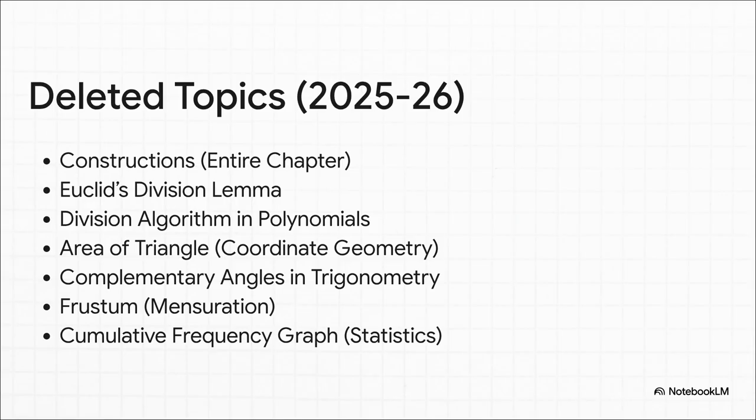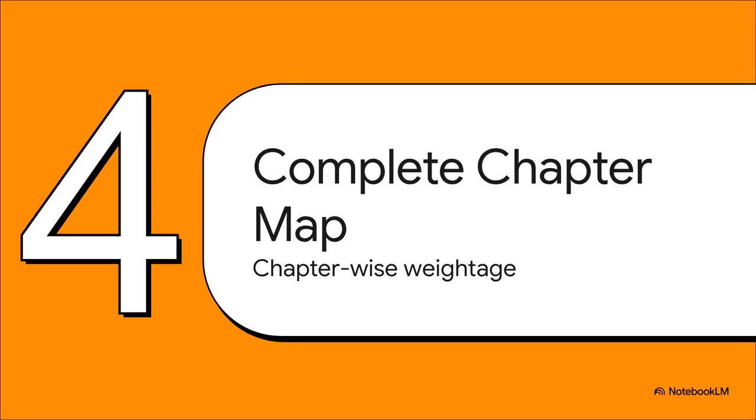So what exactly is off the table? Well, you can say goodbye to things like Euclid's division lemma, the division algorithm in polynomials, and that area of a triangle formula in coordinate geometry. But honestly, the biggest news, the real game changer here, is that the entire chapter on constructions is gone. Just think about that. That's a huge chunk of time you've just gotten back. Amazing, right?